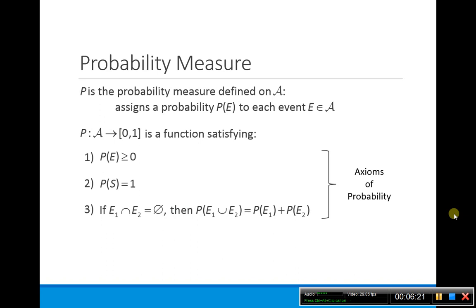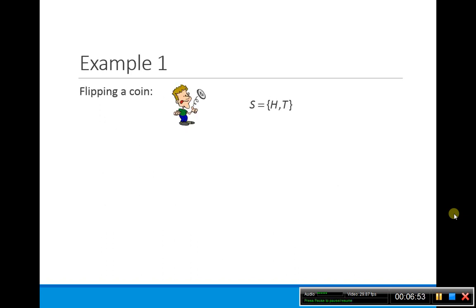So again, probability is a function going from our script A set, so the probability of an event, to [0, 1]. The probability of any event has to be greater than or equal to 0. If you look at the entire sample space, the probability of the entire sample space has to be equal to 1. And if you have any two disjoint events, then the probability of the union is just the sum of the individual probabilities.